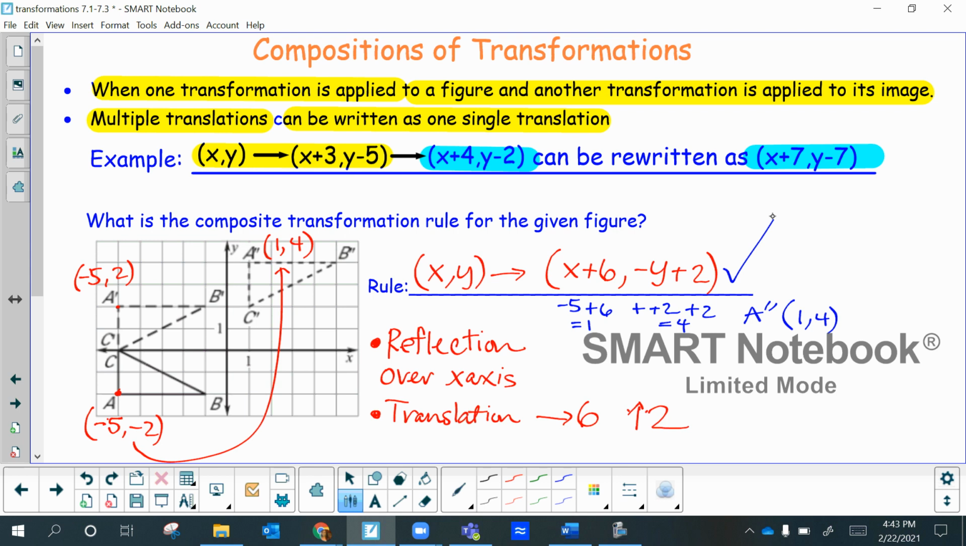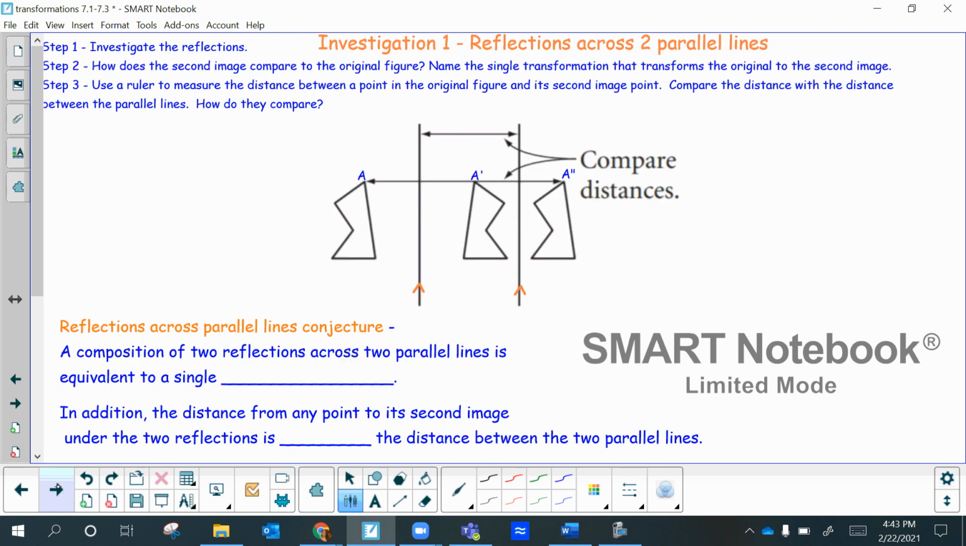You'll be asked to do that on your homework: come up with some rules for the composite transformation. All right, let's do a couple of investigations of two special types of composite transformations. So here we have composite transformations of reflections. Here we have this one being reflected over here.